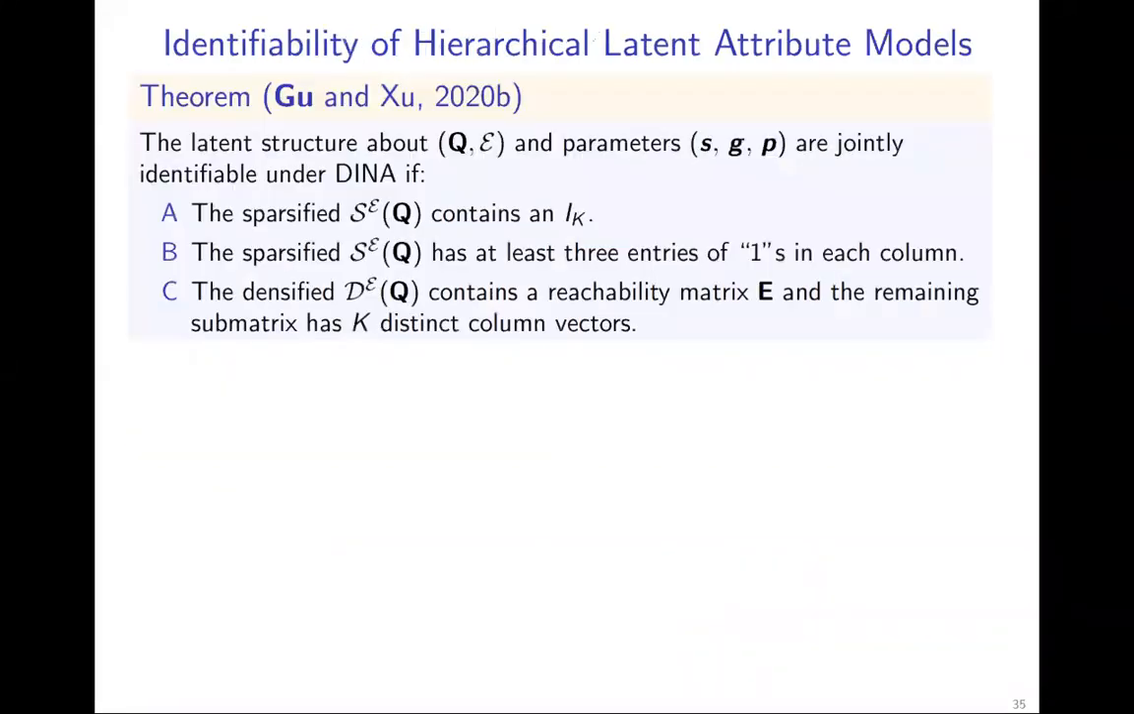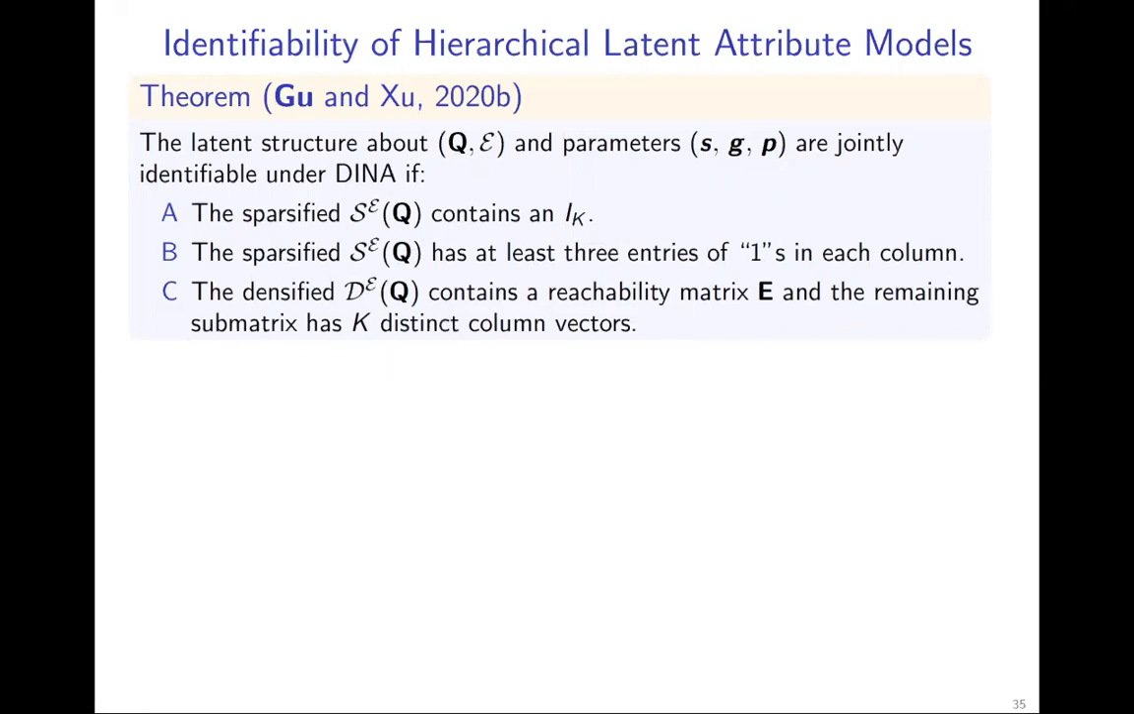Now we're ready to state one of our main results in the identification of hierarchical latent attribute model. The following 3 conditions are sufficient. First is the sparsified Q matrix should contain an identity matrix. And the second condition is the sparsified Q should have at least 3 entries of 1 in each column. And condition C is the densified Q contains a reachability matrix, and the remaining submatrix should have K distinct column vectors.